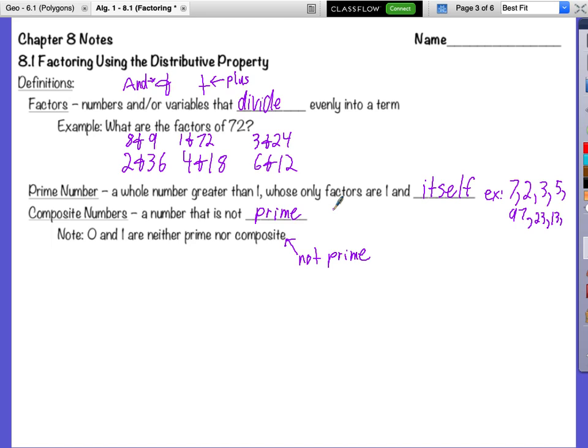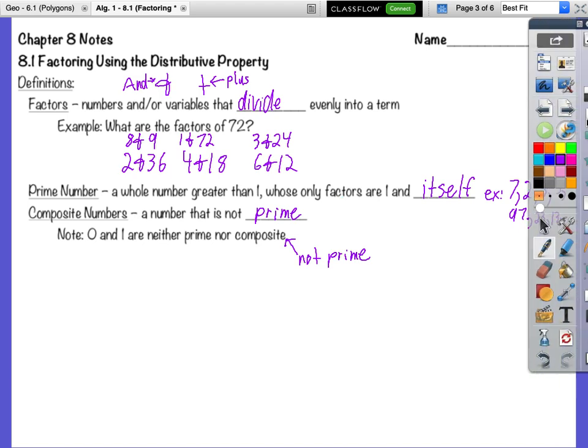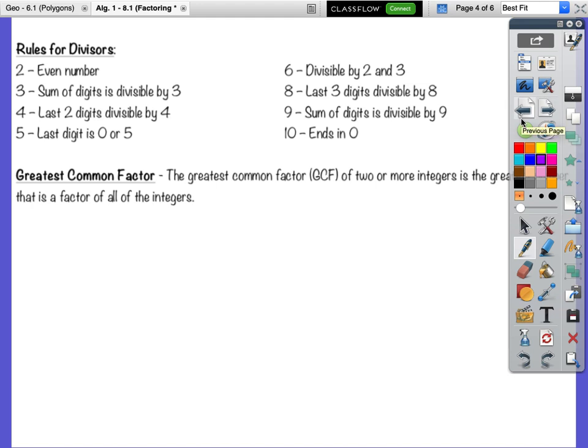Okay, questions on prime numbers and factors? You might be wondering, Mr. Costle, is there an easier way to know if something's a factor of a number? Why, yes there is. So, here's some rules for divisors. First of all, if it can be divided by 2, it will be an even number. So if it ends in 0, 2, 4, 6, or 8, if it ends in an even number, it's divisible by 2.